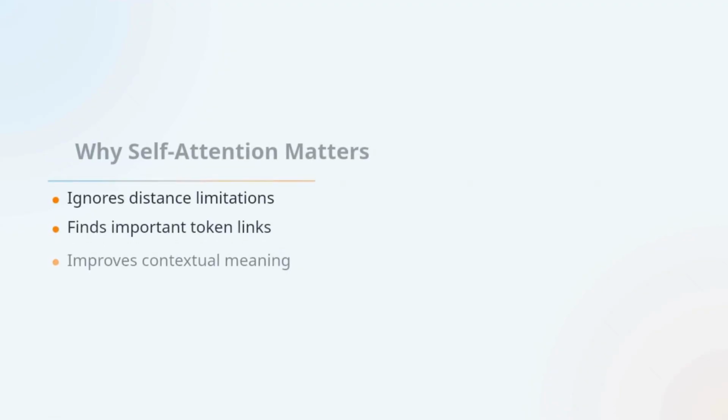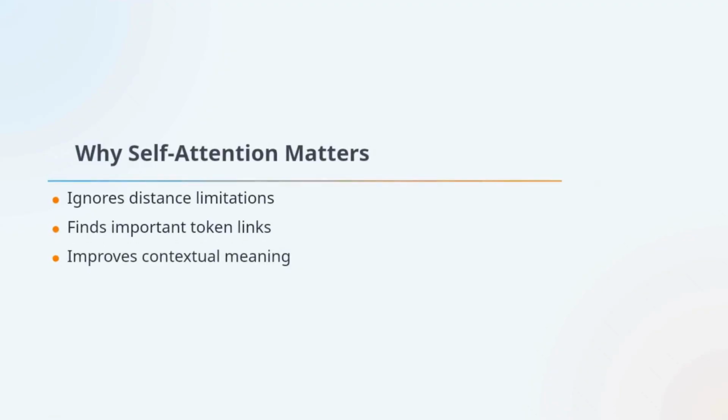The real strength of self-attention is that it does not struggle just because 2 related words are far apart. It can directly connect them. So if a sentence has a pronoun like Kate, the model can better figure out what that pronoun refers to by looking across the full sequence. This makes contextual understanding much stronger.